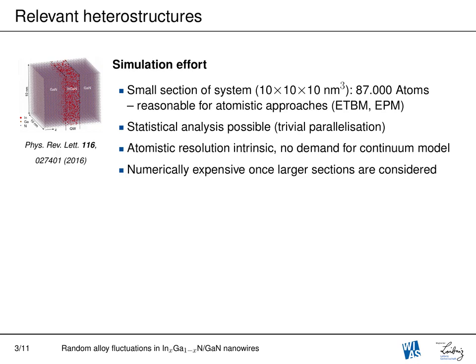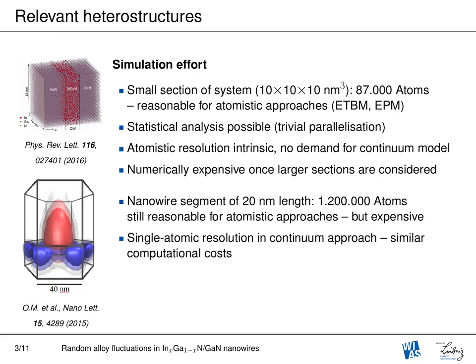If we start with the planar system and pick a small section of such a system, for instance, some indium gallium nitride layer in gallium nitride with dimensions of 10 by 10 by 10 nanometers in the simulation cell, that means we are talking about 87,000 atoms, which is realistic for atomistic approaches like tight binding or empirical pseudopotential. It is also possible to do some statistical analysis of such a system. It can be parallelized in a very trivial manner: you simply run the same simulation on different CPUs with each indium gallium nitride layer being set up differently. The atomistic resolution in these models is of course intrinsic, and for such a case there's basically no demand to use a continuum model. On the other hand, it is clear that these simulations become numerically more expensive once we are looking at larger sections of such a planar system.